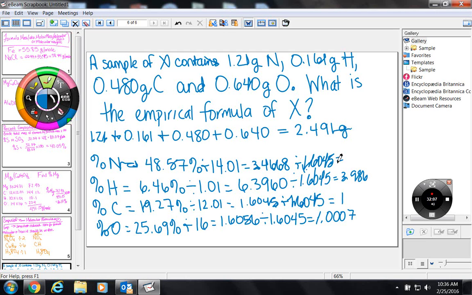0.57 divided by 14.01, divided by 1.0, 2.16. Right? So that's too far. So then you'd have to divide them again. What do you got, Dylan?